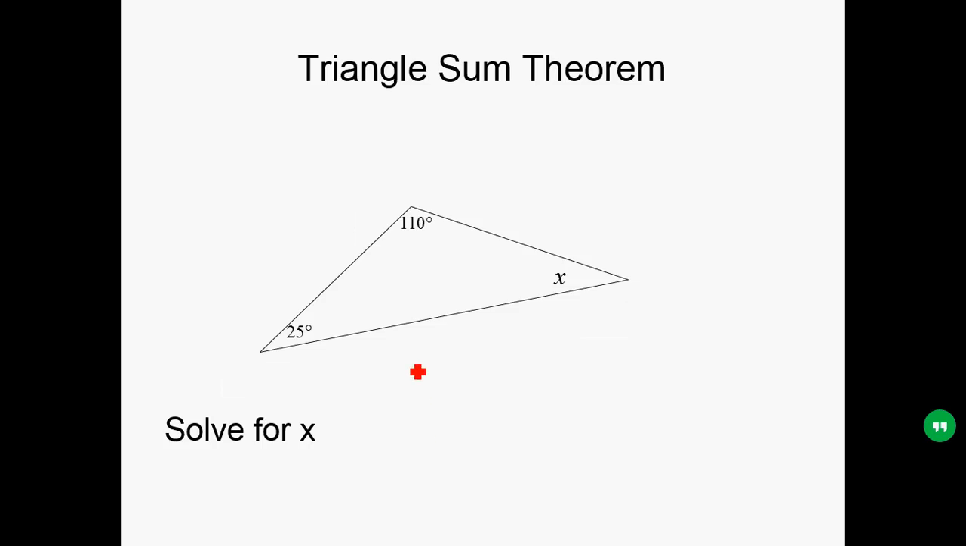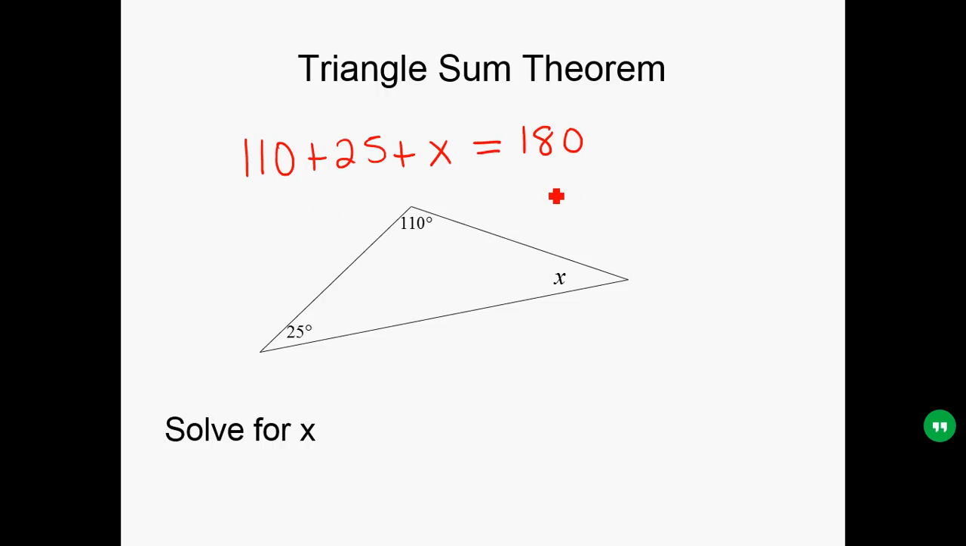Now, since the three interior angles equal 180 degrees, I can utilize some of my algebra skills to help me figure out what some of these angles are equal to. So on this triangle here, I know that if I take 110 and I add it to 25 and I add that to x, that's going to equal 180 degrees. And that's because of the triangle sum theorem.